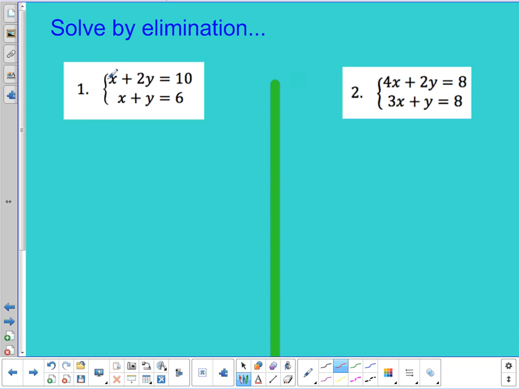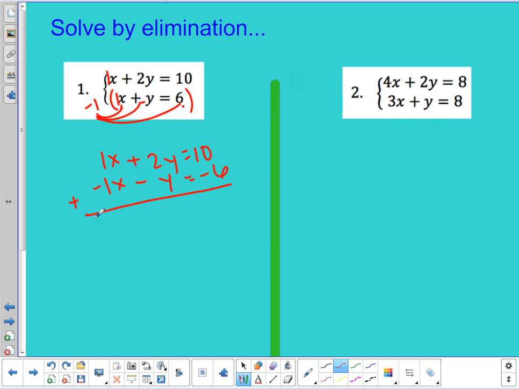Now I notice that my x coefficients are both 1, so that's pretty easy. That's going to be similar to the front where I just need to multiply by -1 to change that. I'm choosing the bottom equation. It doesn't matter which one you pick. You just need one to be positive and one to be negative. So the top's going to stay the same. 1x plus 2y equals 10. Bottom is now -1x, minus y equals -6, because remember that -1 needs to go to all three parts of the equation.